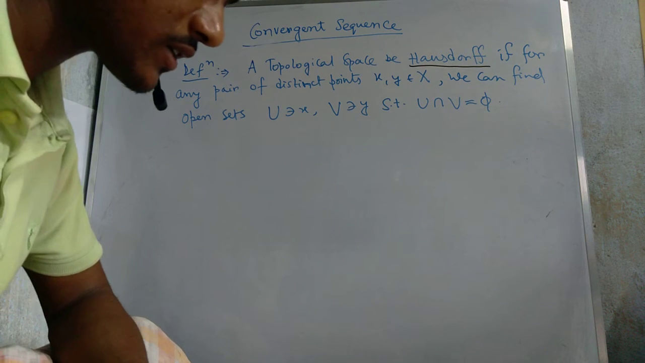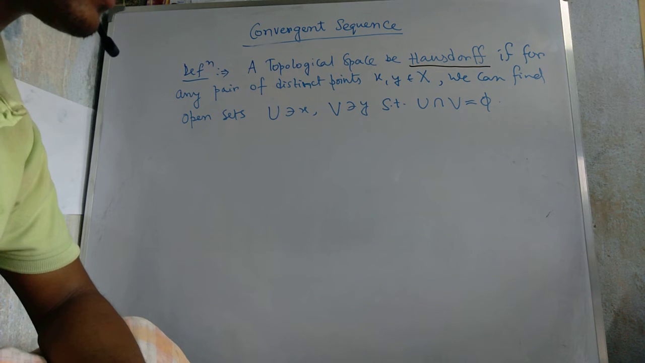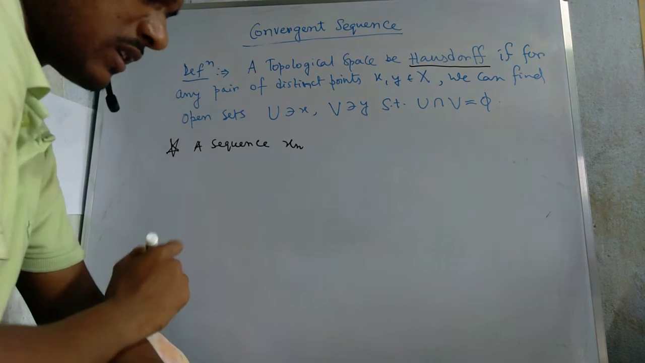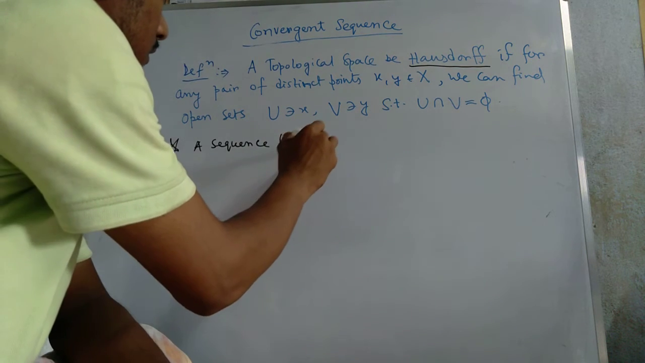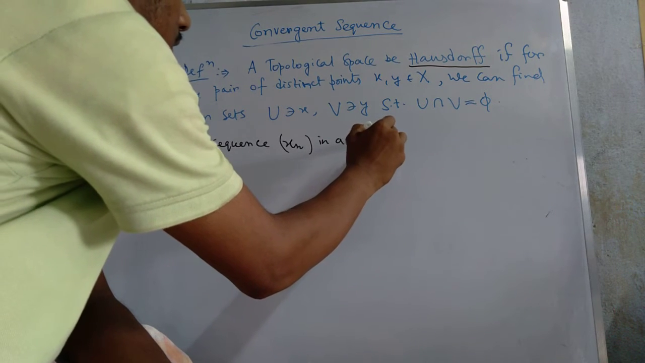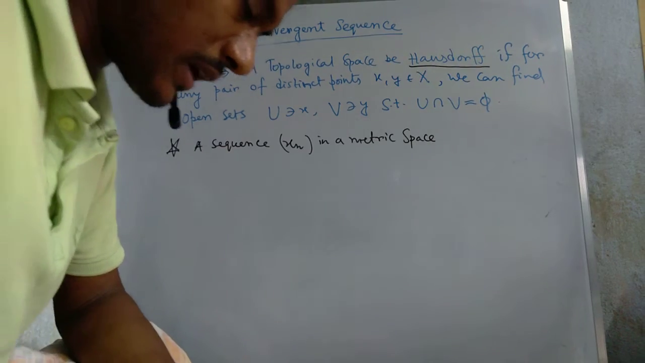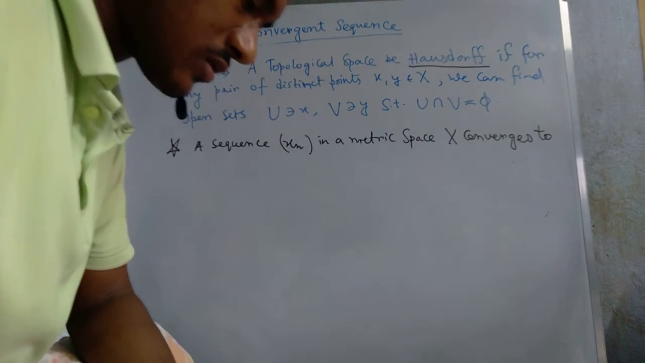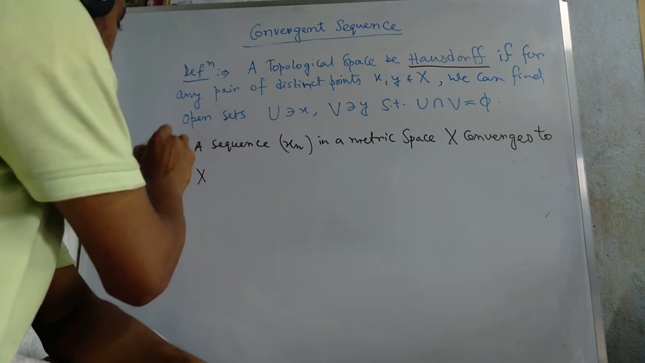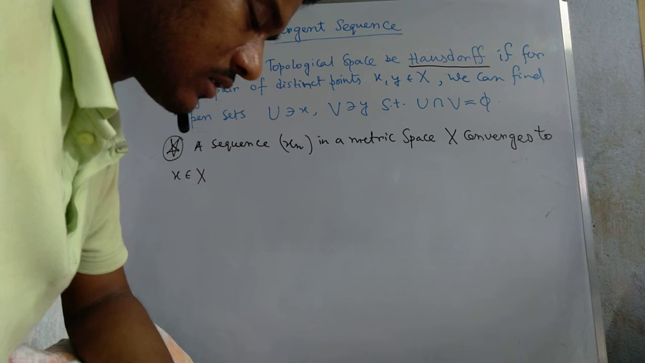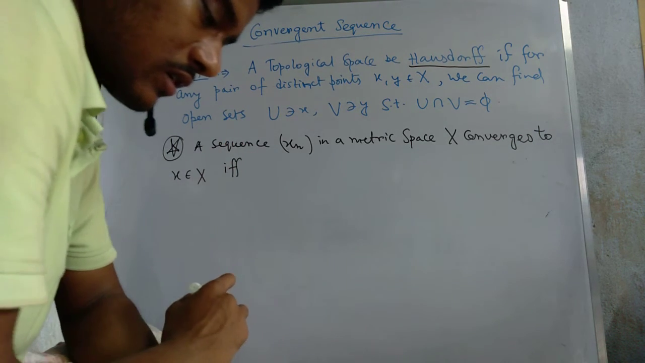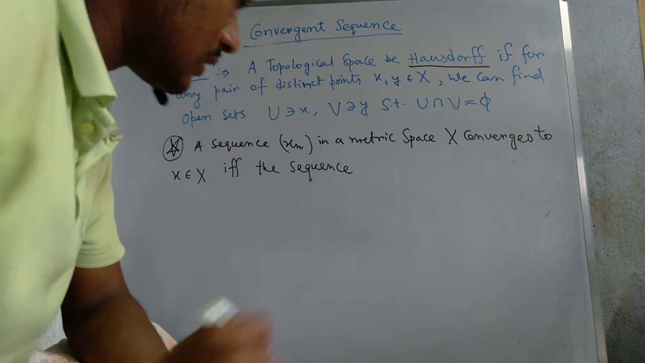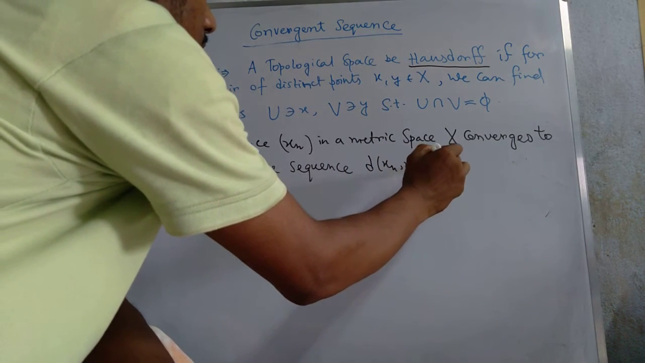A sequence x_n in a metric space X converges to x belonging to X if and only if the sequence d(x_n, x) converges to 0.